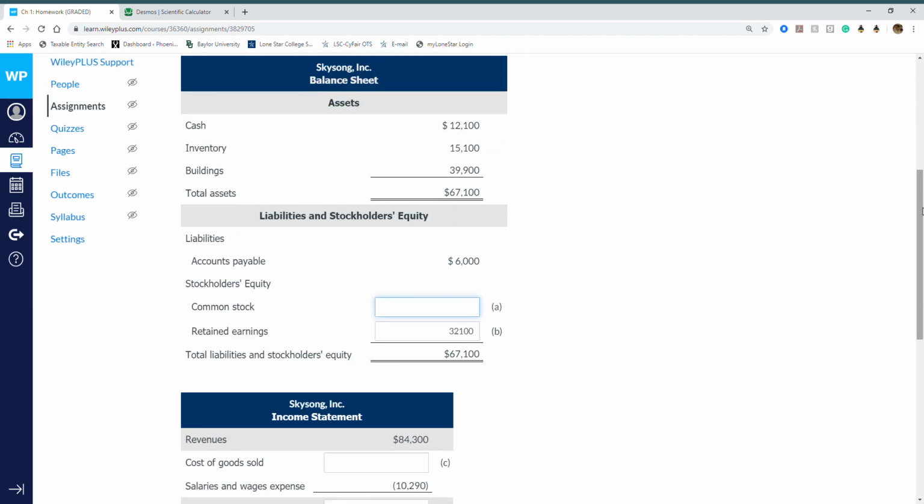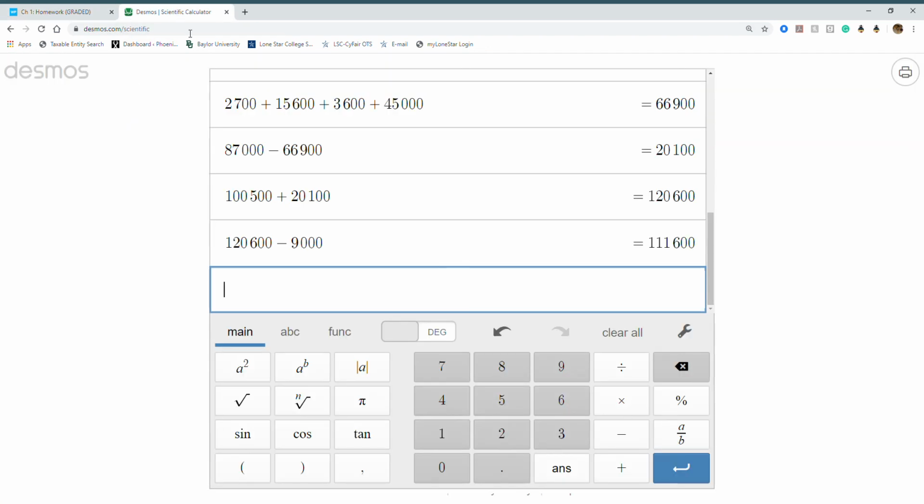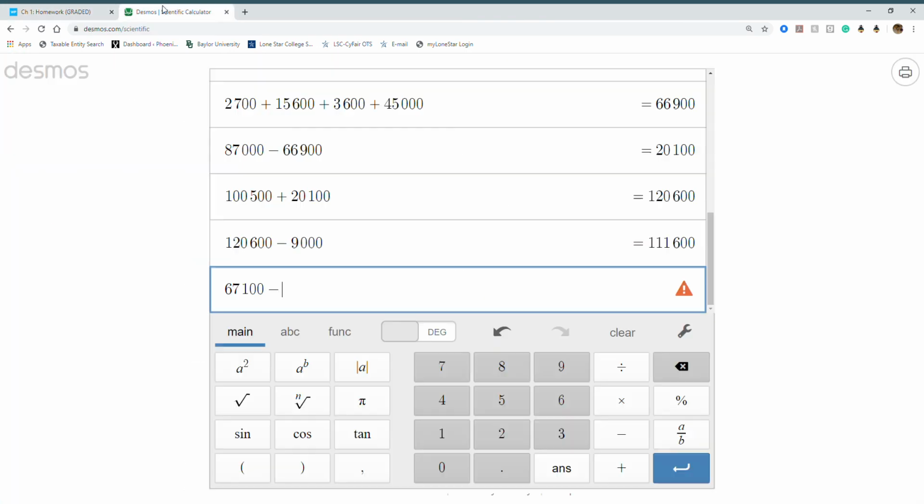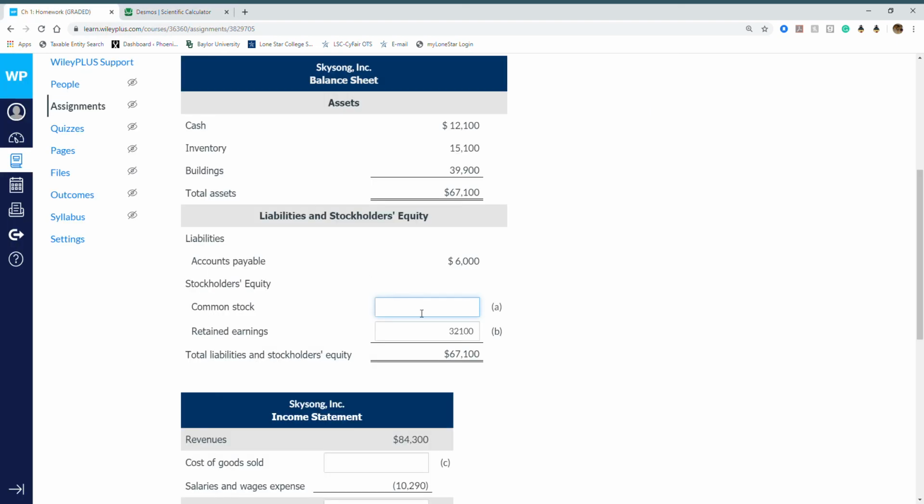So let's go ahead and find common stock. Well, we know if we add all these together, it's going to equal 67,100. So all we have to do is subtract them from the total. So we have 6,000 and 32,100. So it should be 29,000 for common stock.